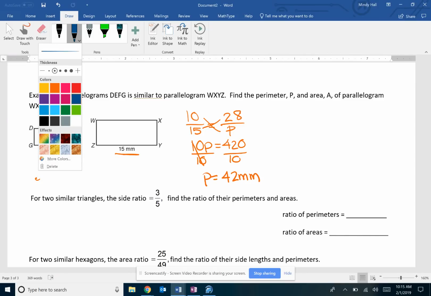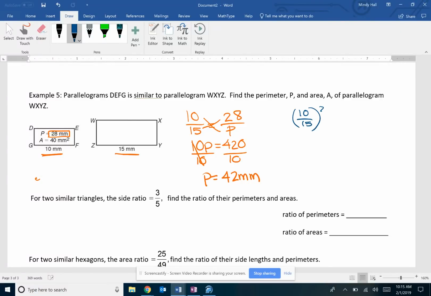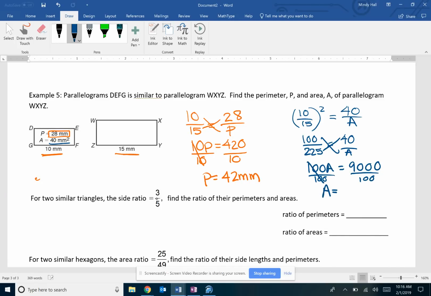Okay, and then for area, again, remember, we have to square this similarity ratio. If you don't, you didn't do it right. So we have 10 over 15 squared equals 40 over A. 10 squared is 100. 15 squared is 225. And then we just cross multiply. So that would give us 100A equals 9,000. And then when we divide by 100, A is just 90 millimeters squared.